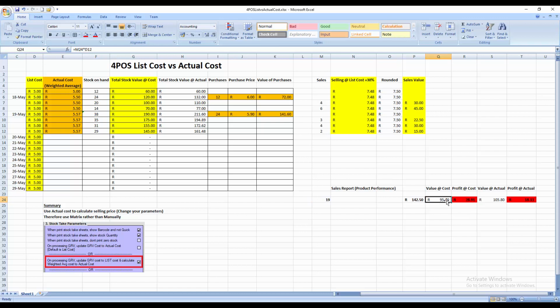All right. And the profit for that is 28.91, excluding VAT again, because again, we're working with costs. Now, if we look at the actual, the value of the sales at actual price is 105, which is again my quantity multiplied by my average cost, and that gives me a value. And if I then look at the profit that I made over there, it's a lot less, 18 Rand versus 28 Rand. Now again, these are small quantities that we work on.